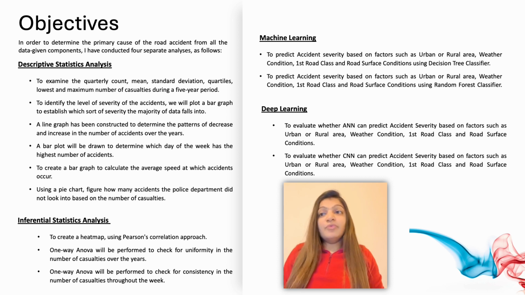We have performed 4 levels of analysis with the help of the KDD methodology. In descriptive statistical analysis, we will analyze data using various graphs such as line graphs, bar graphs and pie charts to determine the causes of casualties and the severity of the accidents. We will use correlation to uncover the relationship between all the variables in inferential analysis, and we will use one-way ANOVA to examine several patterns.